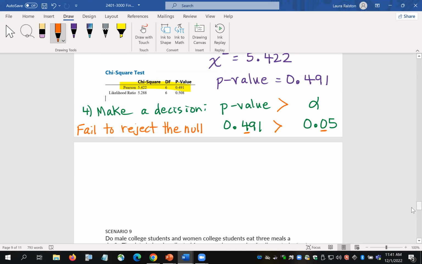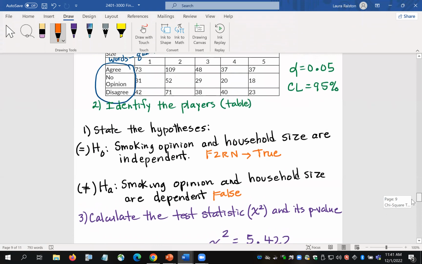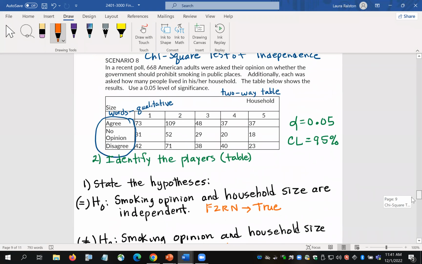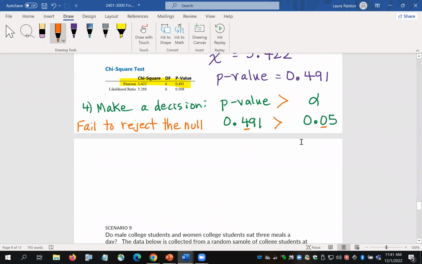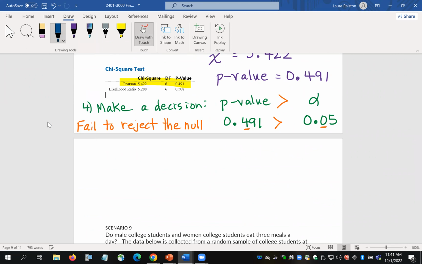So in this context, if we fail to reject the null, that means the null is true and the alternative is false, and the two variables are independent. Household size does not affect someone's opinion about smoking in public places. So step 5 is to write the conclusion.